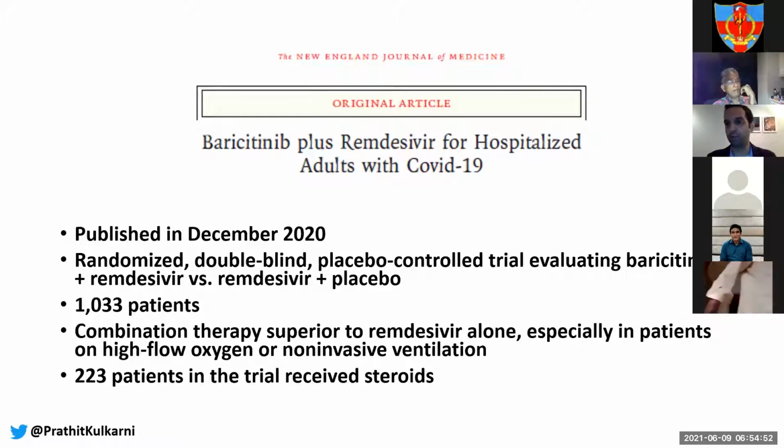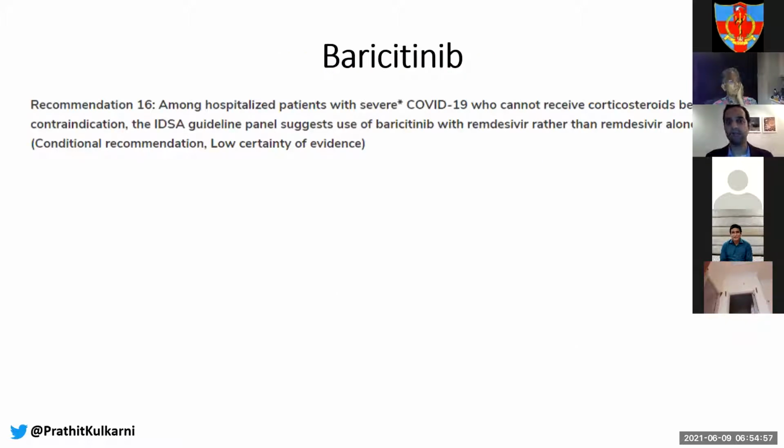However, almost 200 patients in this trial received steroids. Therefore, this is the recommendation from Infectious Disease Society of America. Among patients hospitalized with severe COVID-19 who cannot receive corticosteroids, then you can consider to give baricitinib. So when I use baricitinib is, patient comes in the hospital. I want to give them dexamethasone. I want to give them remdesivir. That's a typical, I give every patient remdesivir or dexamethasone.